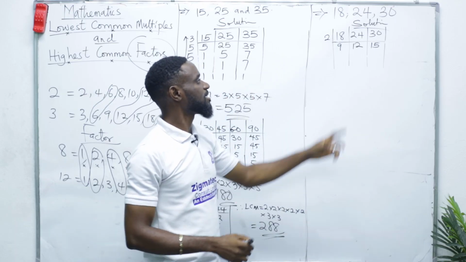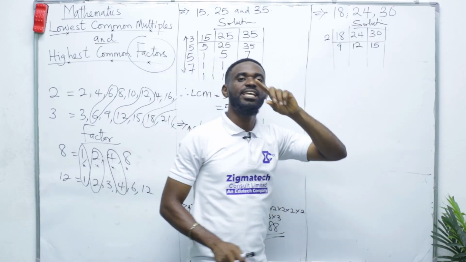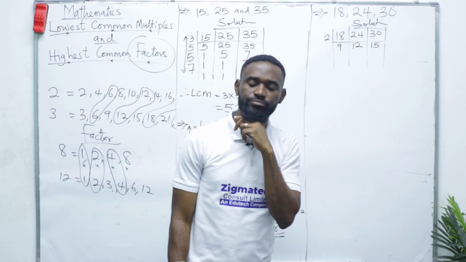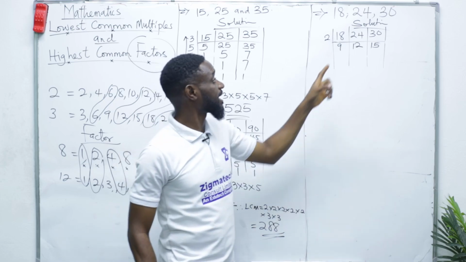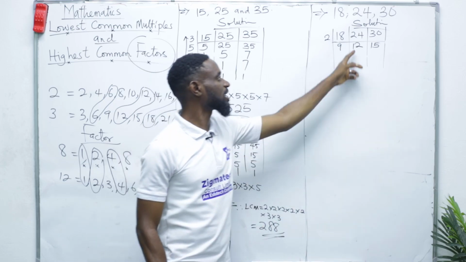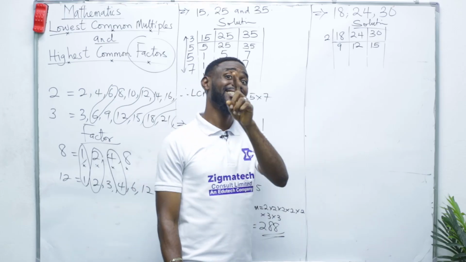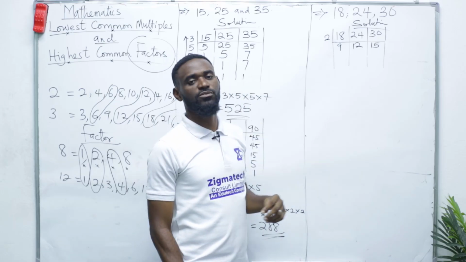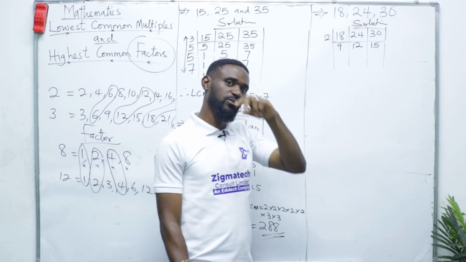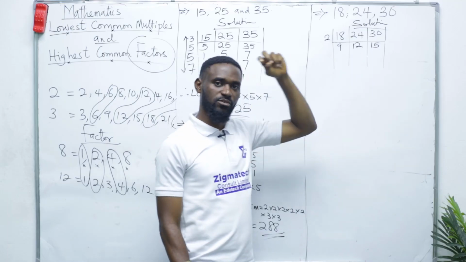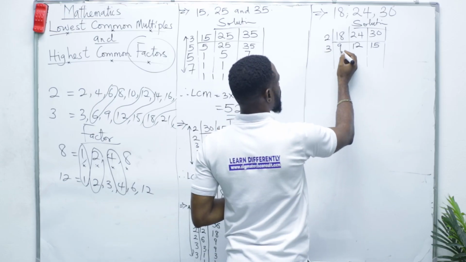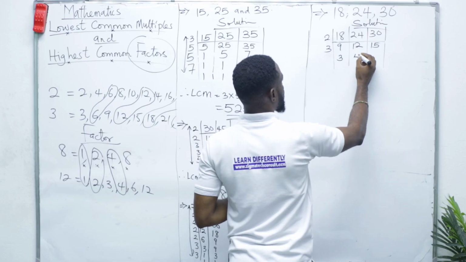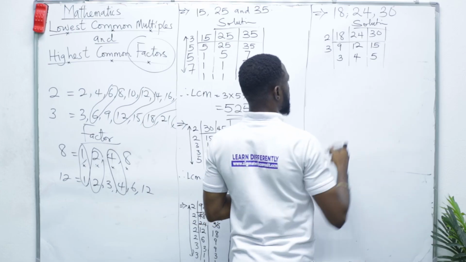Now, if you look at 9, 12, 15, they also have a common factor. That common factor is a number that can divide 9 without remainder, divide 12 without remainder, divide 15 without remainder, and that number is 3. 3 can divide 9, it gives us 3. 3 can divide 12, it gives us 4. 3 can divide 15, it gives us 5. So 3 is also, okay? So this 3 here, 3 here, we have 4 here, 3 here, we have 5.